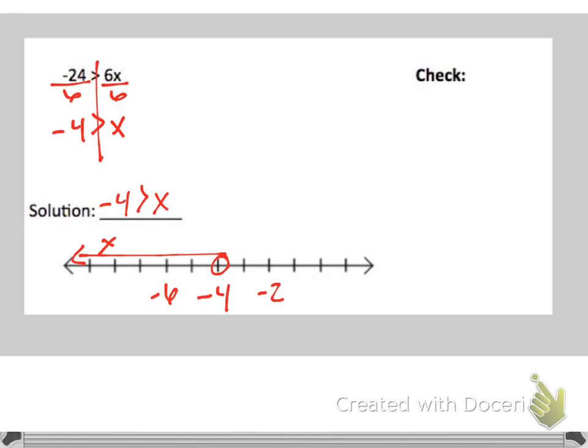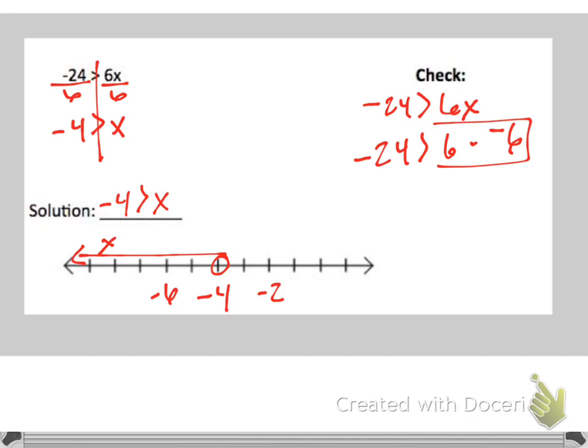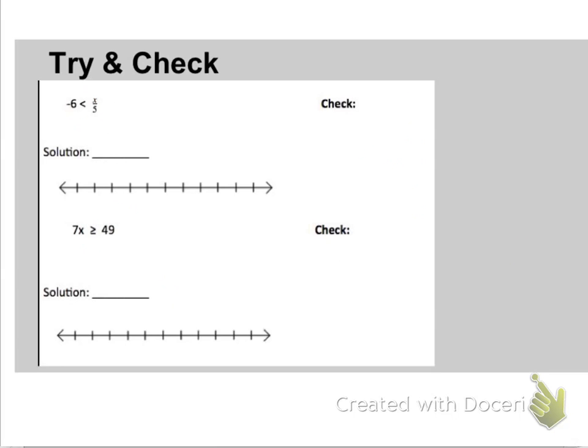We're going to check. Negative 24 is greater than 6x. Let's pick negative 6, that's been graphed. Negative 24 is greater than 6 times negative 6. 6 times negative 6 is going to be negative 36. Negative 24 is greater than negative 36. It checks, so our solution is correct.